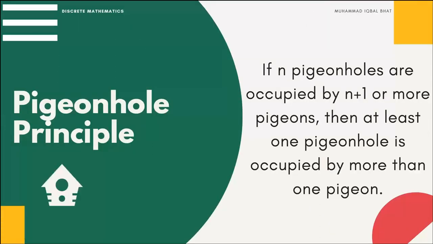Another principle is the pigeonhole principle. The pigeonhole principle is concerned with pigeons and their holes. It states that if n pigeonholes are occupied by n plus 1 or more pigeons, then at least one pigeonhole is occupied by more than one pigeon. This is a simple rule, but it is applicable to many different kinds of problems. So let us see some examples.